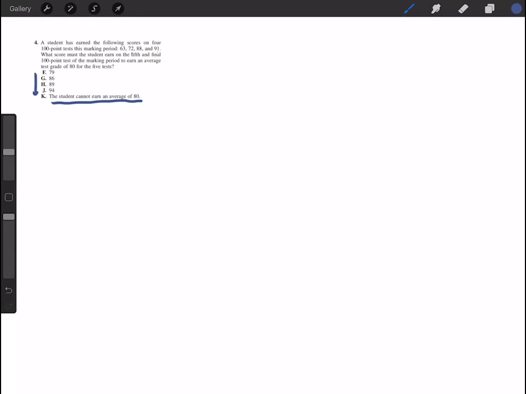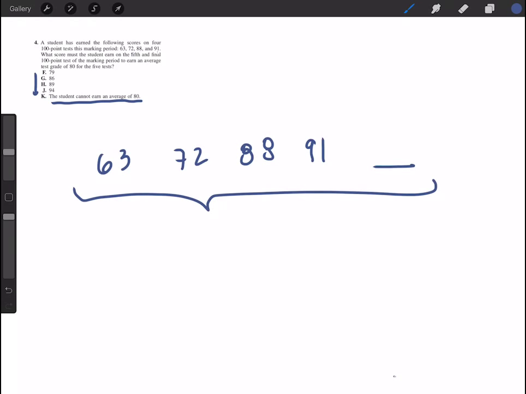Okay, so this student has already earned a 63, and then a 72, then an 88, and finally a 91. That's 1, 2, 3, 4 tests. Now, there's a 5th test, which is going to be the final test for that marking period. So this entire marking period is going to have 5 tests. And what we need to know is, again, based on 100-point tests, so they're all equal, how much the student needs to earn over here so that the average is equal to 80.